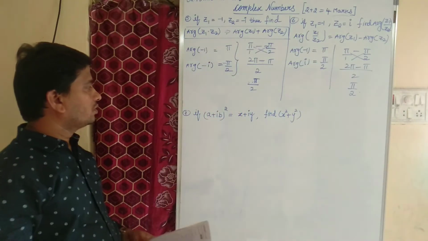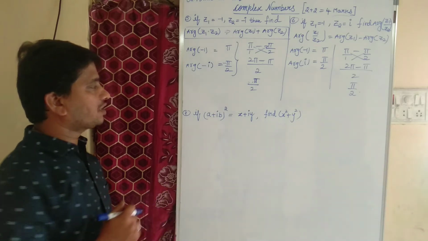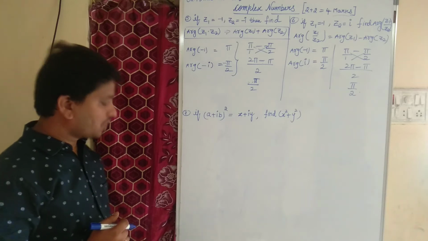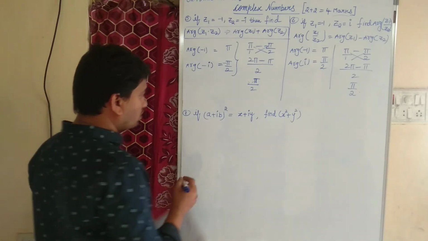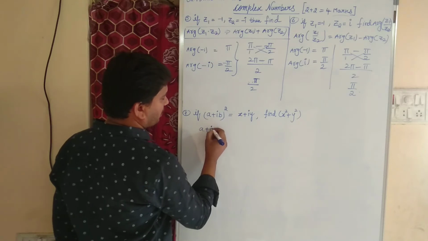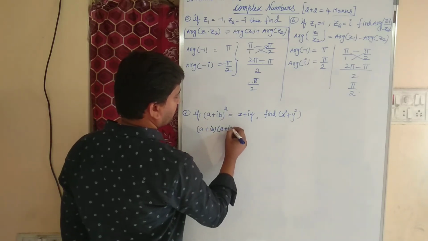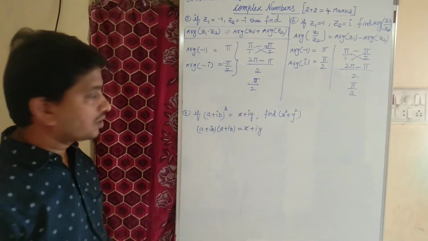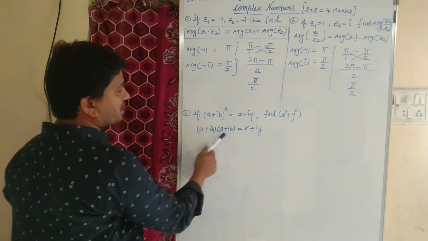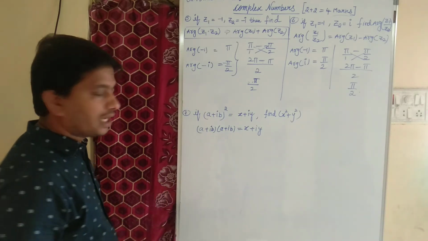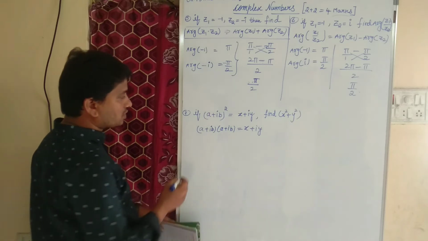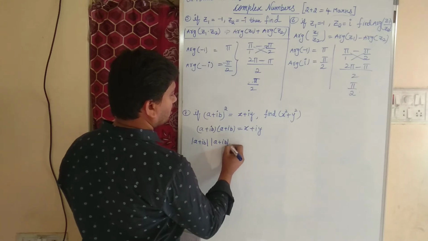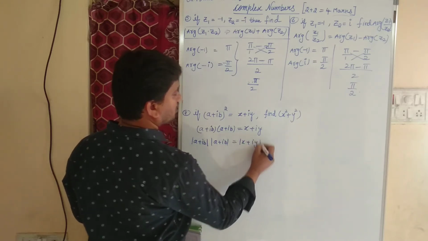Okay. Now coming to the 7th question, if a plus ib whole square equal to x plus iy. So what do you do children? Let us do modulus on both sides. A plus ib whole square, I can write as a plus ib into a plus ib equal to x plus iy. Okay children? So let us apply modulus on both sides. So mod of a plus ib into mod of a plus ib equal to mod of x plus iy.